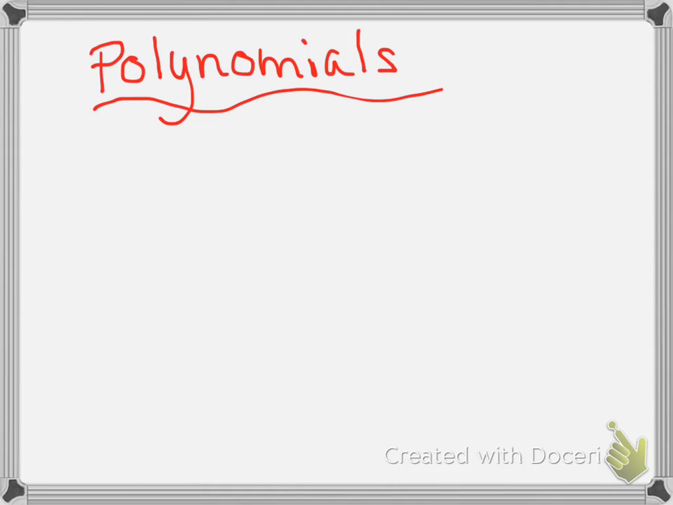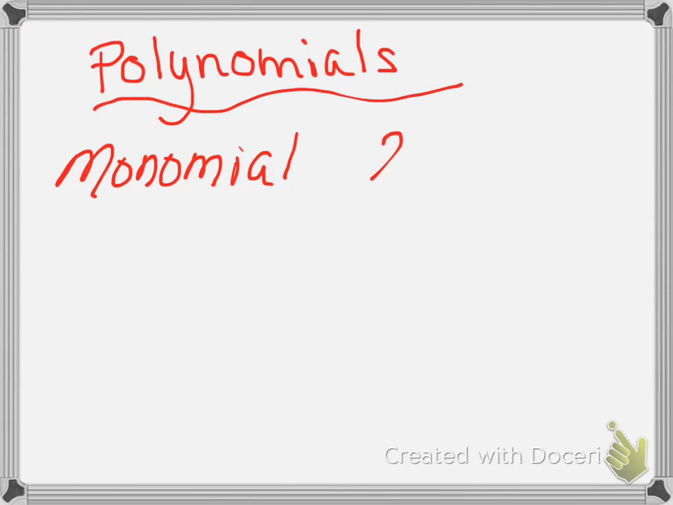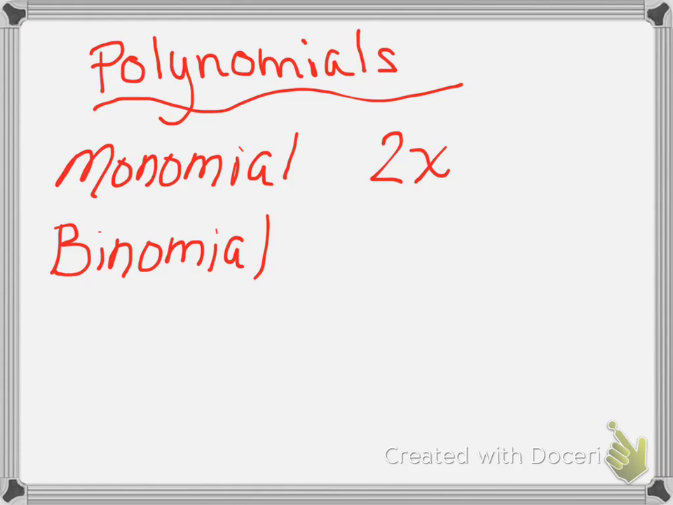Polynomials was in the title of this section. Whoops. And a polynomial is the category for all of them. So a monomial looks like this, like 2x. A binomial, bi means 2, so a binomial is 2 monomials put together with addition or subtraction.